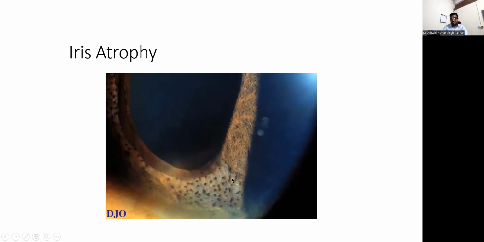This is the iris atrophy. You can see the entire iris tissue has lost its curvature, and the pupillary margin is reflected outward. You can see the small nodules, and in between that you can see the whitish discolored, lustreless iris. So this indicates the presence of iris atrophy.